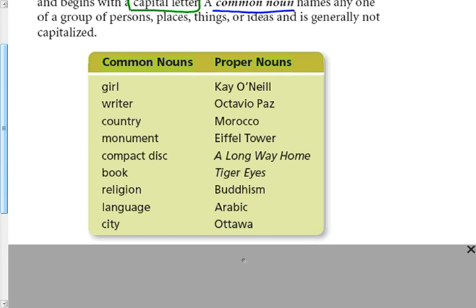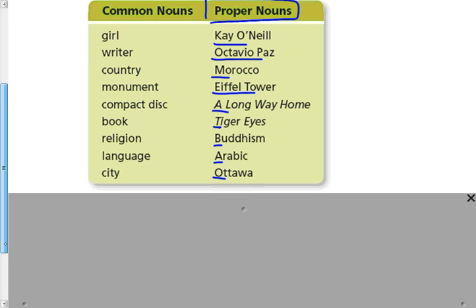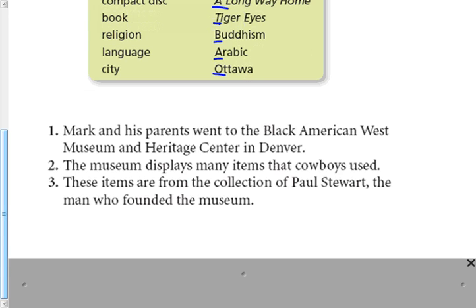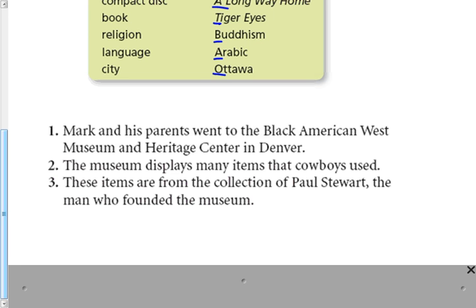Notice something similar about all these proper nouns in this column. They all have capital letters at the beginning. Capital letters tell us that it's a name or title of something and that it's a proper noun. We'll go through these sentences and try to find the proper and common nouns. Number 1, Mark and his parents went to the Black American West Museum and Heritage Center in Denver.